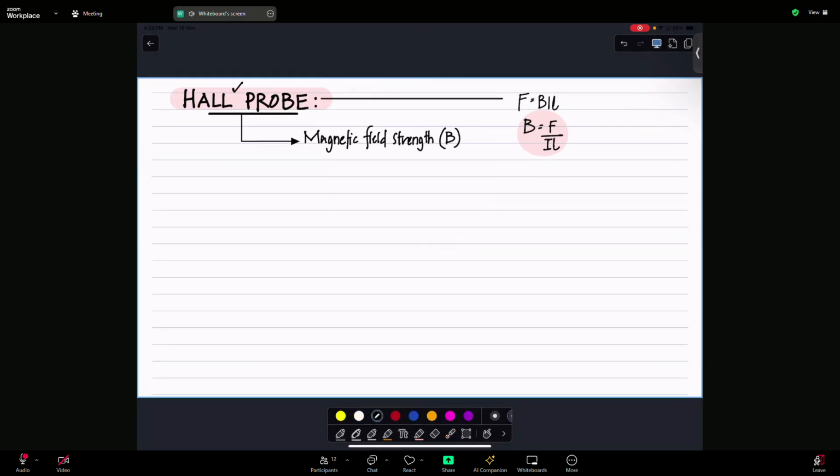Now, before I start designing the Hall probe, I have to give you a disclaimer. You make the Hall probe. You can't buy it. Okay, so whenever you want to find the magnetic flux density, you have to first design it yourself. There's no standard thing that you can buy anywhere. Okay, so how do you design one of these things?